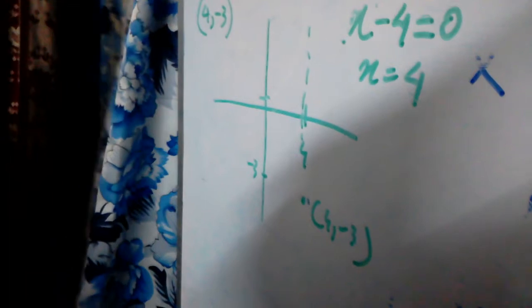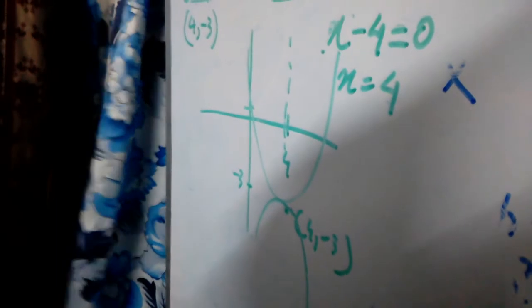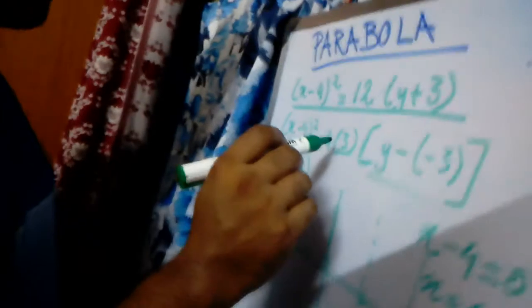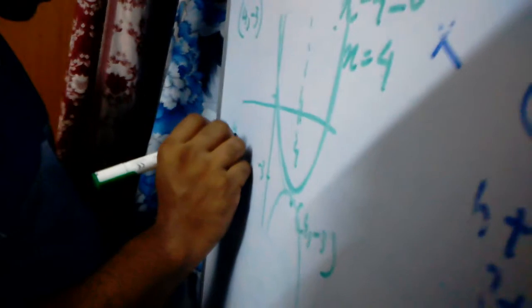Now we have to decide whether the curve will be like this or like this. Now there is a shortcut technique to decide. If this 3 is the value of a, if a is positive, then it will be like this, and if a is negative, it will be like this. Now here a is positive, so the curve will be like this one. Okay. Now what is the focal point? The focal point will be nothing but 4, minus 3 plus 3, or 4, 0.